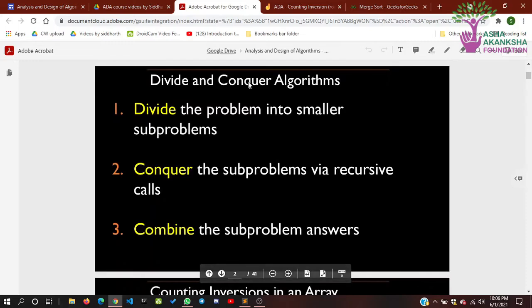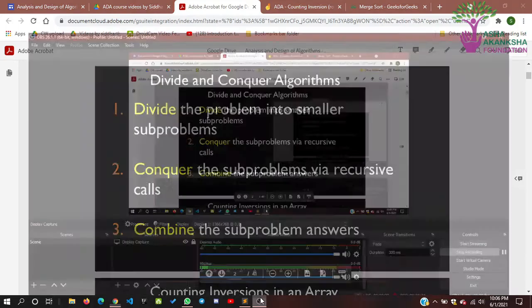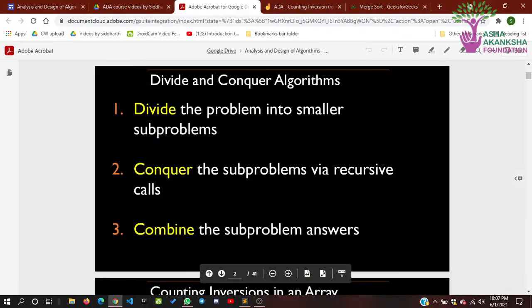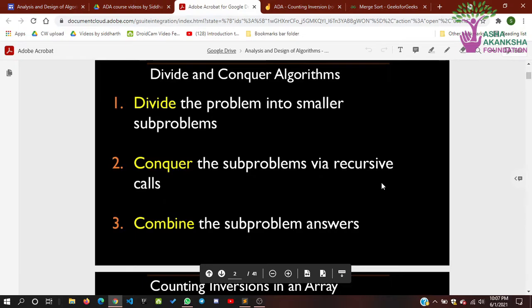First of all, in divide and conquer type of problems, as you all know, we first divide the problem into several smaller problems. Then we conquer the subproblems via recursive calls. Via recursive calls means that suppose we have generated some algorithm to solve the main problem, then we will have to use the same algorithm to solve the subproblems as well.